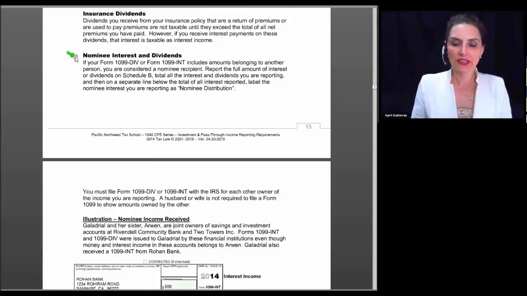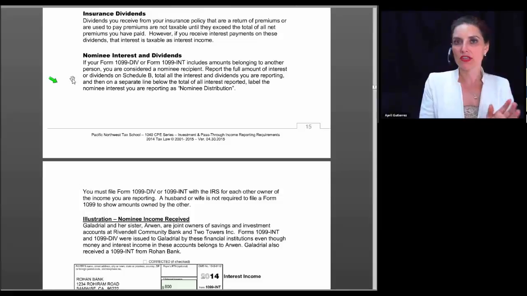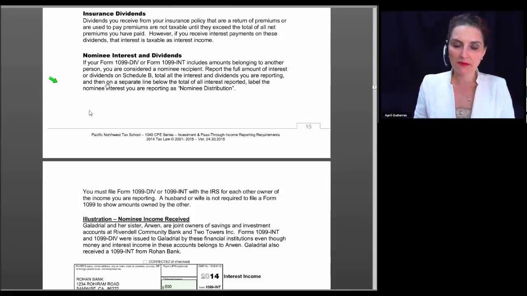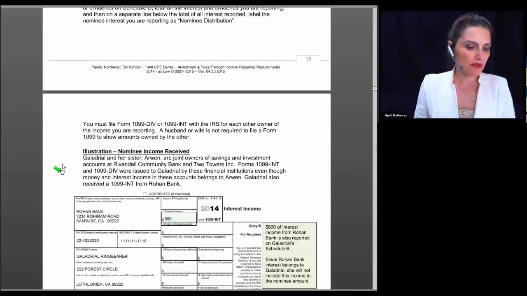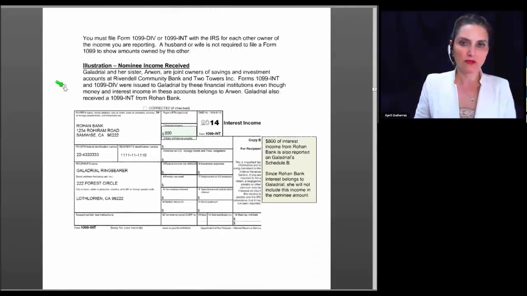Nominee interest and dividends. If your Form 1099 DIV or Form 1099 INT includes amounts belonging to another person, you are considered to be a nominee recipient, and you report the full amount of interest or dividends on Schedule B and total all interest and dividends you are reporting on the Schedule B, and then on the Schedule B you say nominee distribution and you subtract it out again. Works a little bit like that accrued interest example I showed you earlier, but rather than explain it with words, I think it's better to show you.